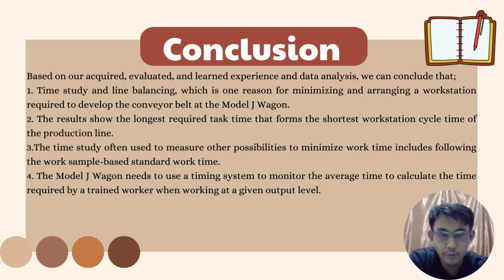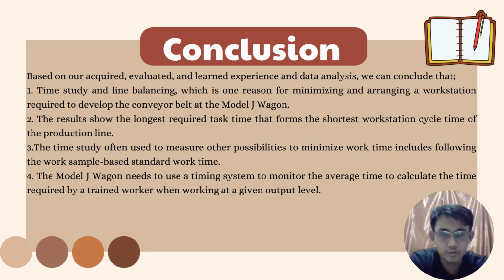I will continue to present the conclusion. Based on our acquired, evaluated, and learned experience and data analysis, we can conclude that time study and line balancing is one reason for minimizing and arranging the workstations required to develop the conveyor belt and the model J wagon. The second is that the result shows the longest required task time forms the shortest workstation cycle time of the production line.